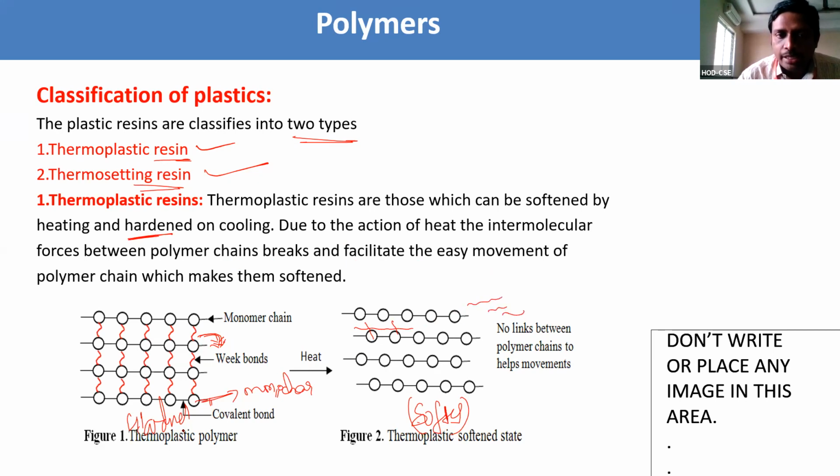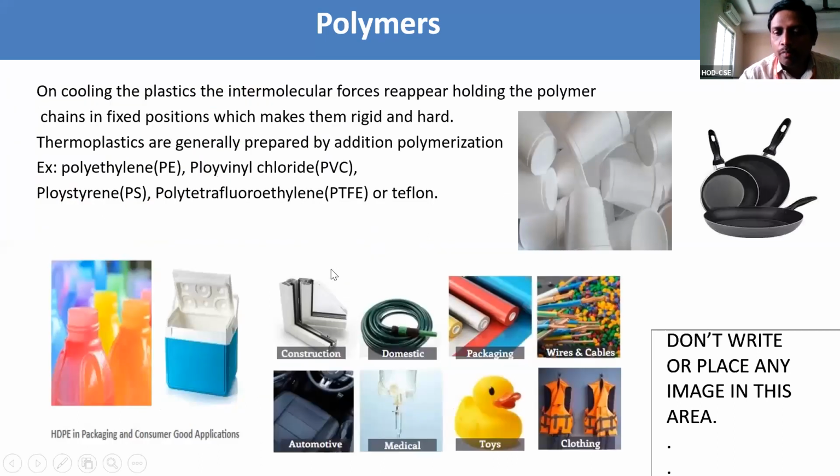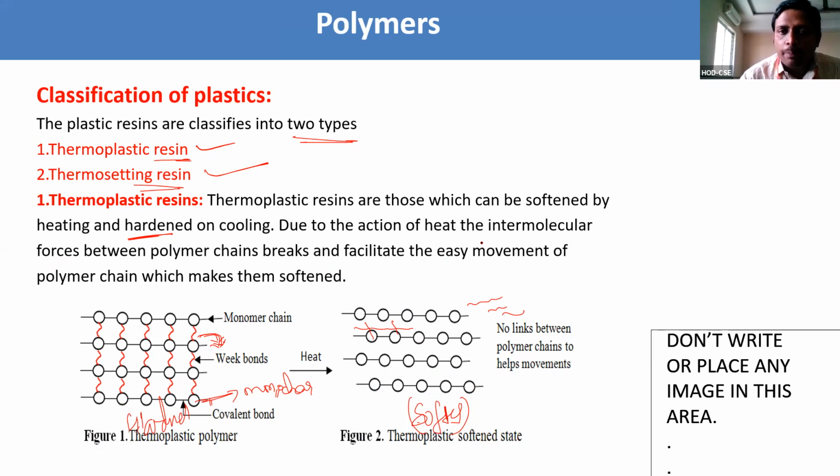So this hard thermoplastic polymer gets converted into a softened state due to the action of heat. What happens on heating? The intermolecular forces between the polymer chains are broken down, and this facilitates the easy movement of the polymer chains, which makes them soften. The hard thermoplastic resin has been converted into soft rubber.